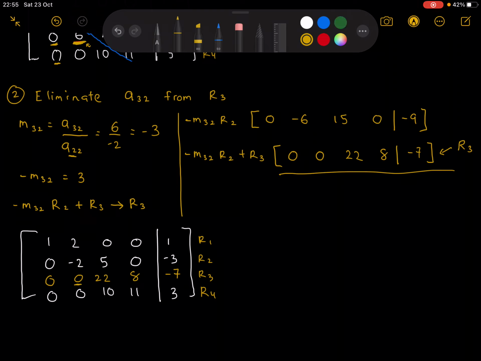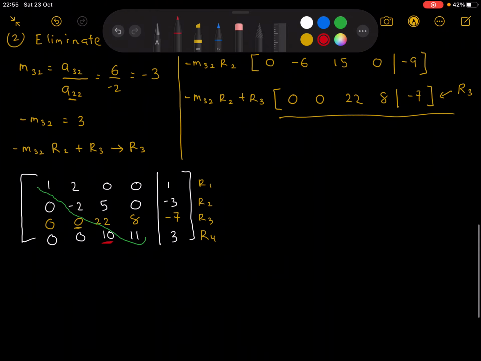So guess what's next that we need to change? Let's draw the diagonal first. So the last one is to transfer the value 10 here to become 0.